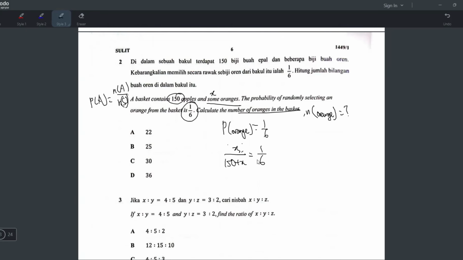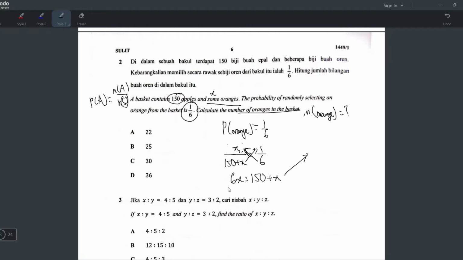How do you find X? If you have a single fraction on both sides, something over something equals something over something, you can cross multiply. The reason you do that is to get rid of the fractions. So 6 times X is 6X. 1 times 150 plus X will just be 150 plus X, because when you multiply by one, nothing changes.